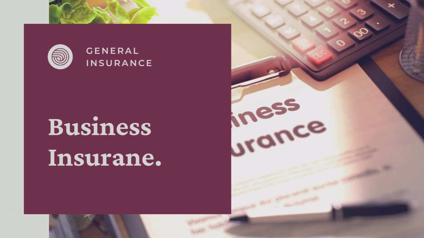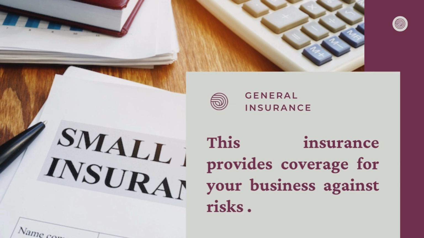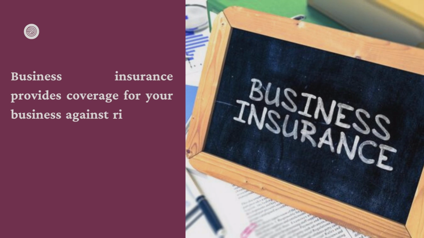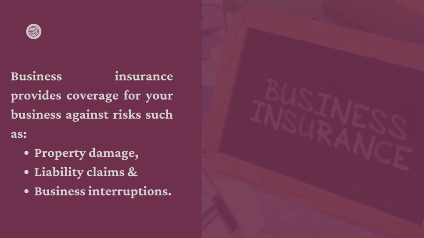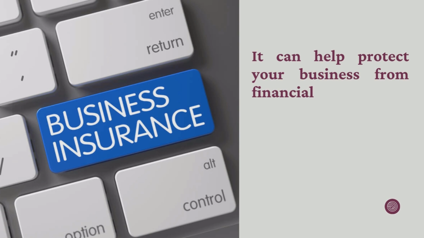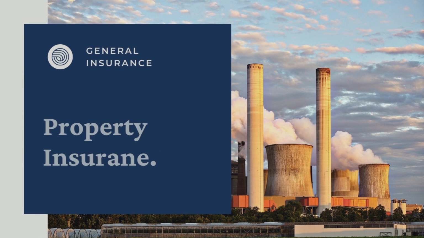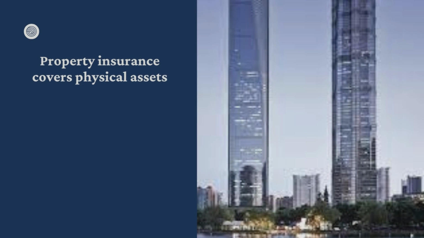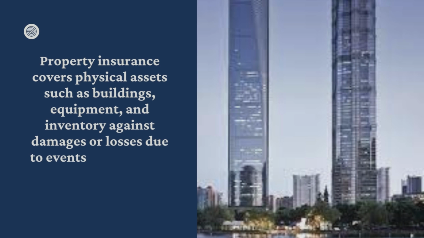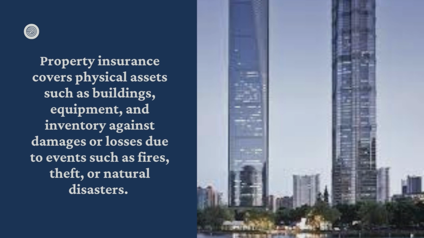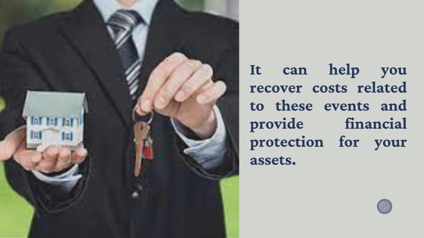Business insurance provides coverage for your business against risks such as property damage, liability claims, and business interruptions. It can help protect your business from financial losses due to unforeseen events and provide financial security to keep your business running smoothly. Property insurance covers physical assets such as buildings, equipment, and inventory against damages or losses due to events such as fires, theft, or natural disasters. It can help you recover costs related to these events and provide financial protection for your assets.